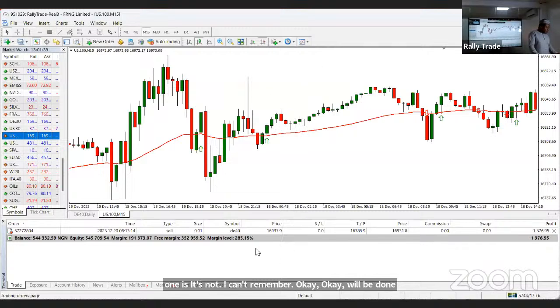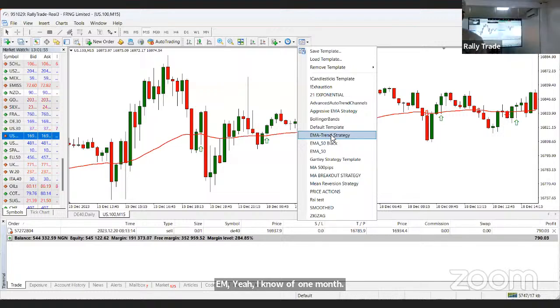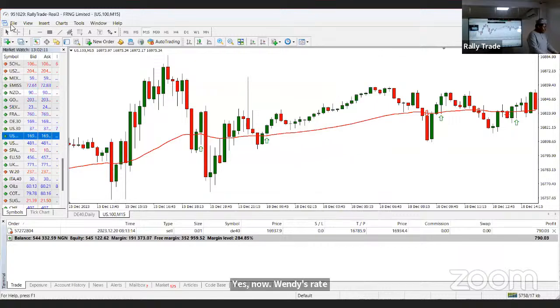Now let's move on. So what's this? This EMA trend strategy now is common. EMA trend strategy. Look at it. I know of one man that is using it now, automated. You can see his account, very clean account. No stain. Stain is when there's red. Yes, when there's red, there's stain. Very clean account.